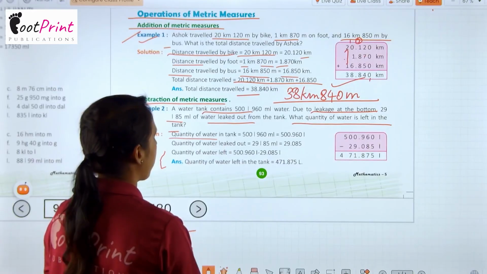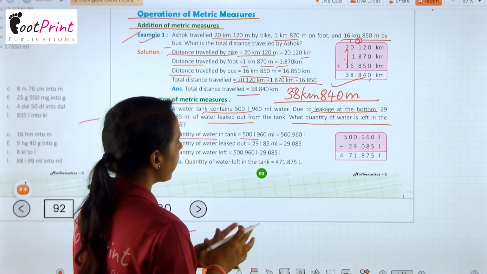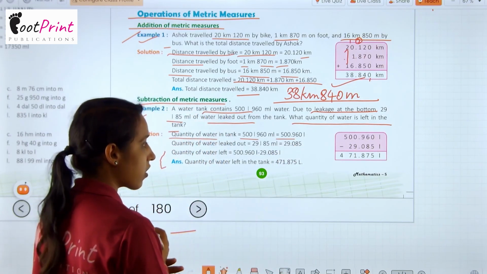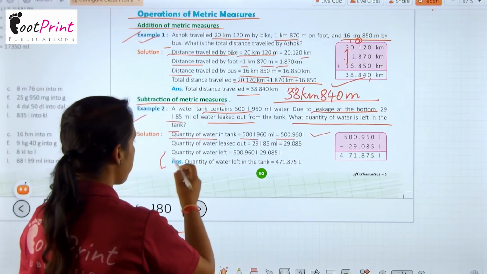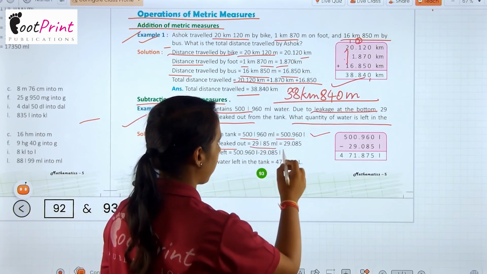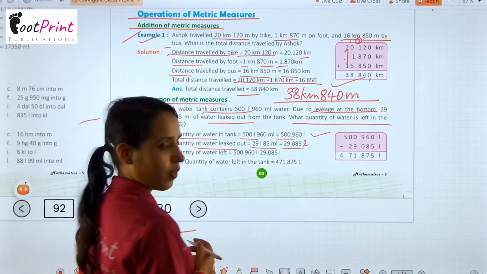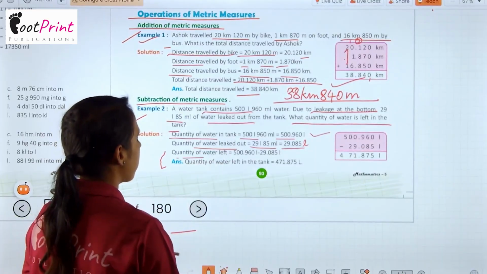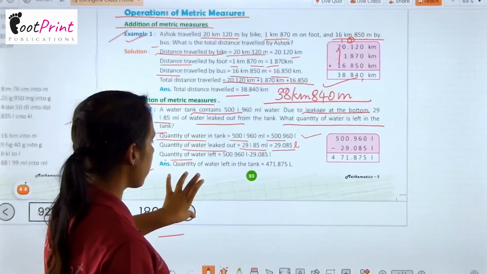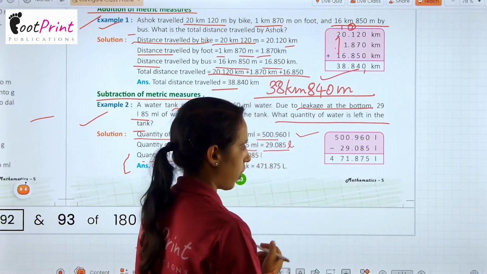So here we have quantity of water in tank. So here we have 500 liter 960 milliliter, and we write it as 500.960 liter. Okay, and what water leaked out, 29 liter 85 milliliter, we write it as 29.085 liter. Okay, and now we have to find out how much quantity of water is left now in the tank. So what we have to do, we have to subtract it.